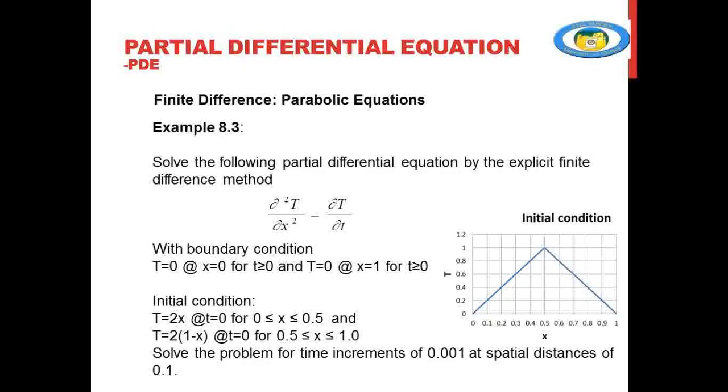So we are asked to solve the problem for time increments of 0.001 and at spatial distance delta x of 0.1. What's the value of T at different spatial distances and at different temporal times? Now we are going to solve this problem.